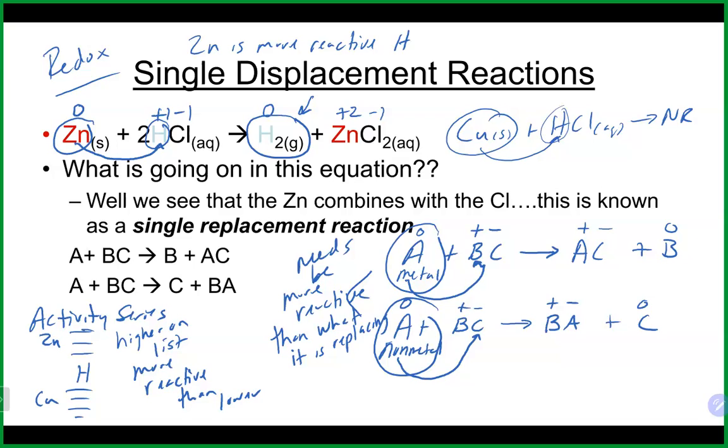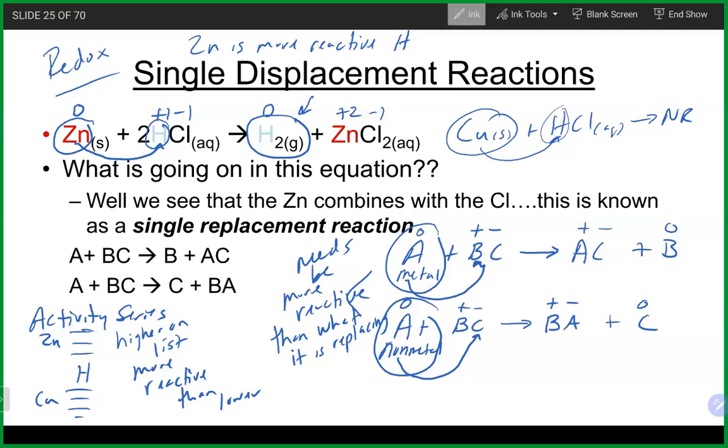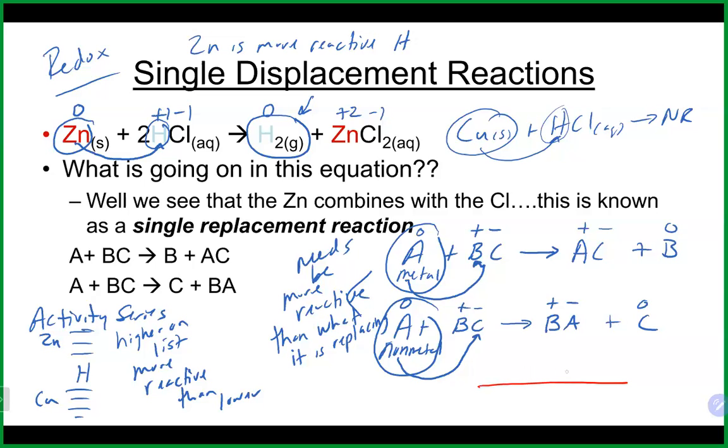So once again, this is a single replacement reaction. This is also a redox reaction. If we take a peek at our reaction there with zinc, and if we just look at zinc, for example, here on the left-hand side of the equation, zinc is 0. On the right-hand side of the equation, zinc becomes +2. And that means that zinc is going through oxidation in this case, right?